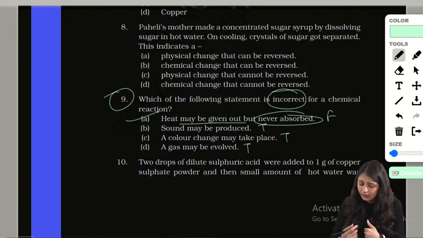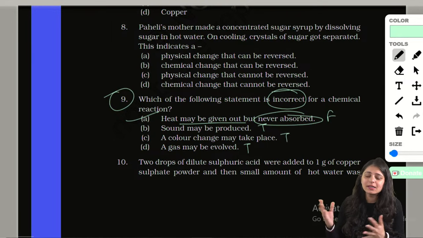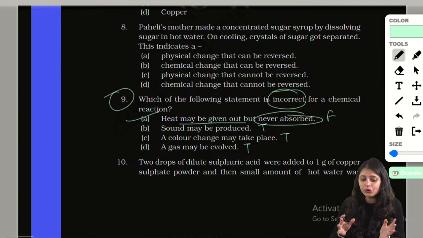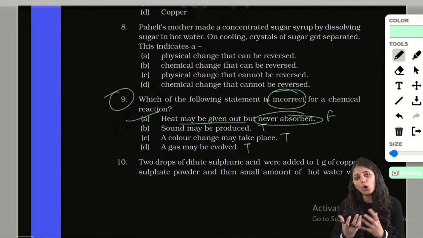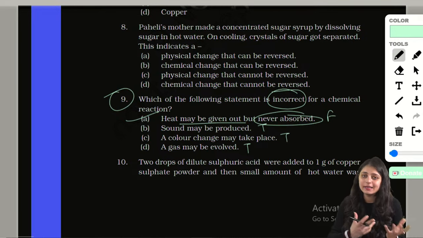Why it can't be D? Gas may be evolved because there are reactions in which gases are evolved. So this is true. You have to pick up the false one, something that is not true. Okay? What is endothermic? What is exothermic? Renu, endothermic means heat is absorbed, exothermic means heat is released. Okay?